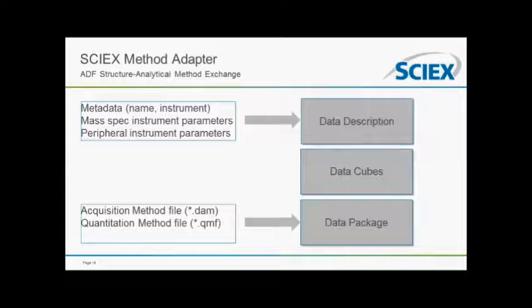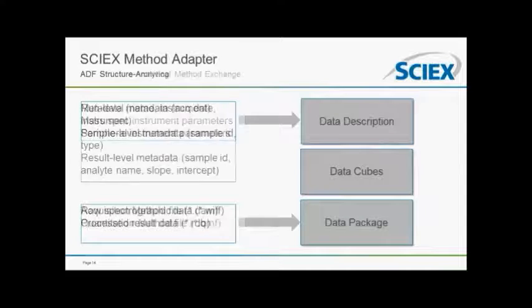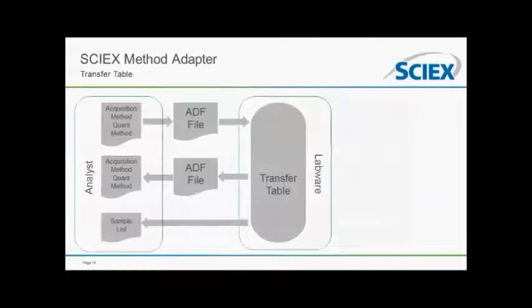So for the analytical method exchange, we extract metadata from the method files, populate that into the data description. We take the original raw format method files and place those in the data package. For the archiving use case, we again extract data, metadata, and place it in the data description layer, and the raw spectrographic data and the process result data get put into the data package.